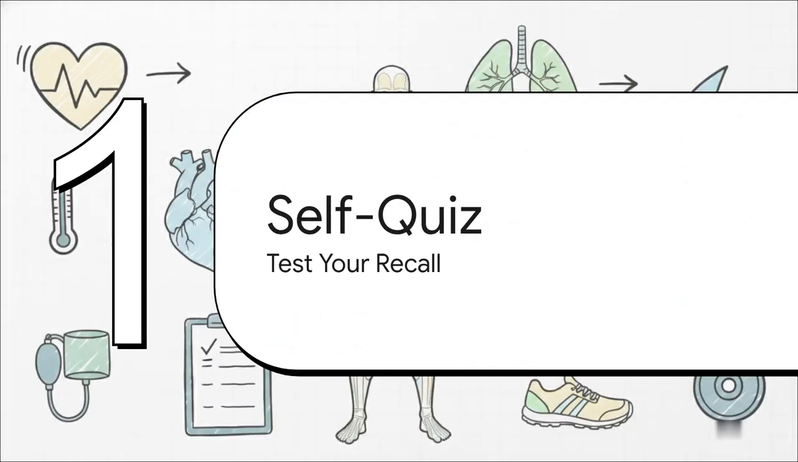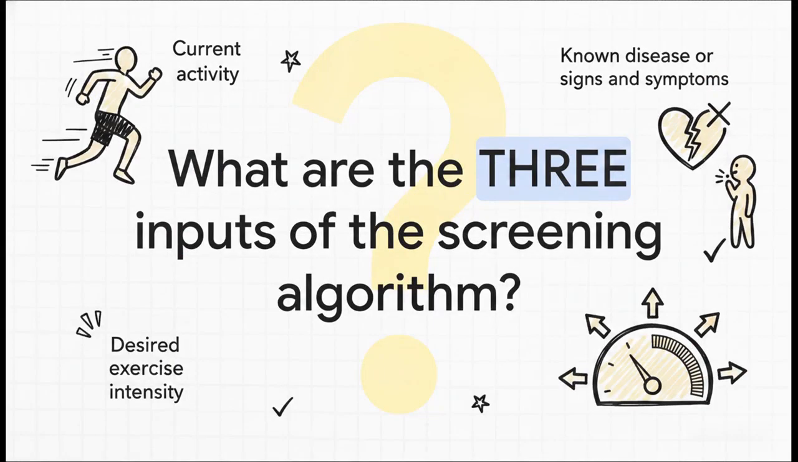All right, it is crunch time. Let's do a final, quick self-quiz. I'm going to act as your hyper-caffeinated study buddy right now. I want you to mentally lock in your answers before I reveal them. Ready? Let's go. First up, what are the 3 inputs of the ACSM screening algorithm? Got it? It's current physical activity, known disease or symptoms, and desired exercise intensity.